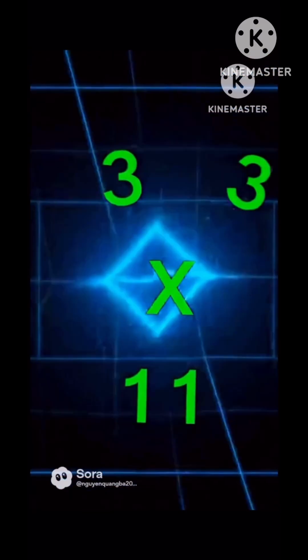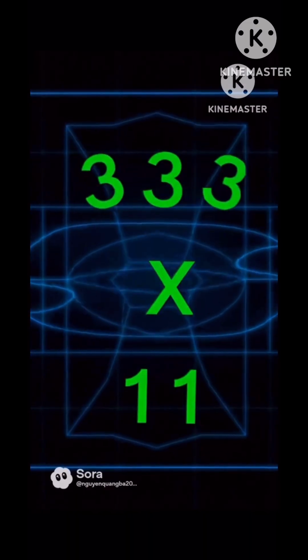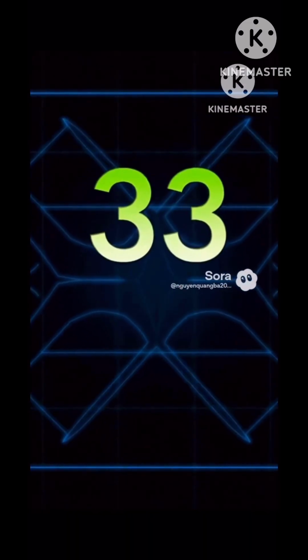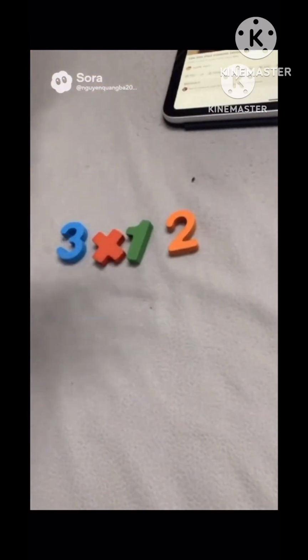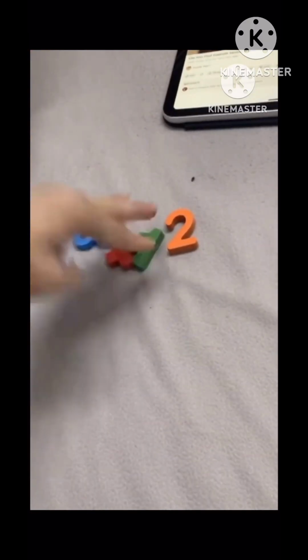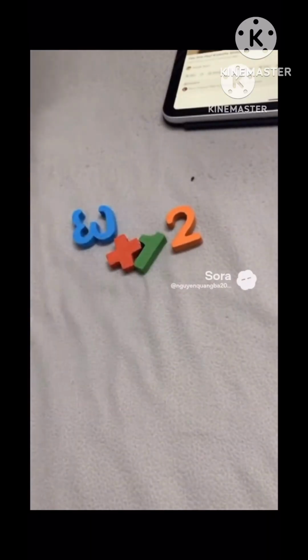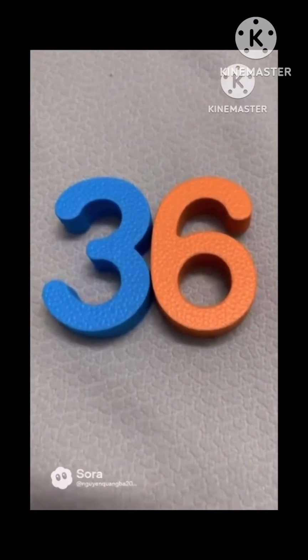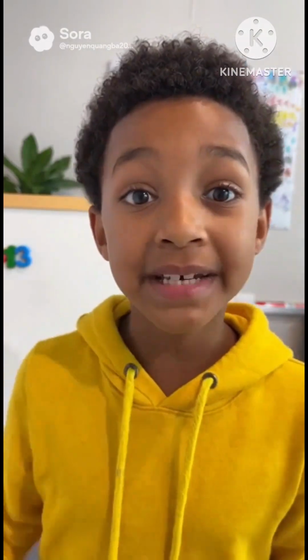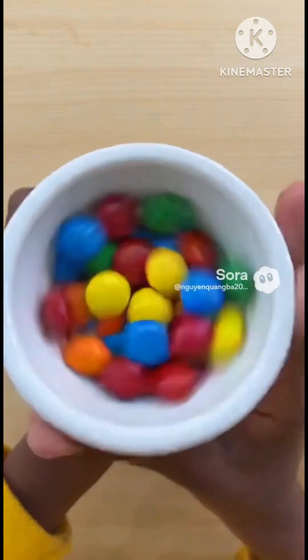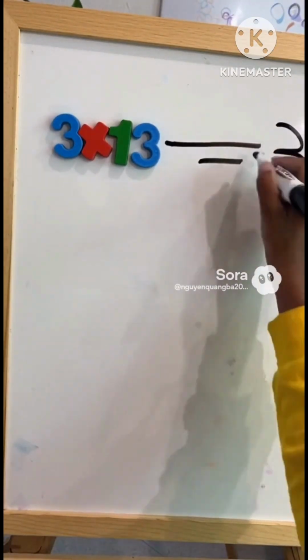3 times 11. Stack them up, multiply, and watch the magic happen. The answer shines bright: 33. 3 times 11 equals 33. Ready? 3 times 12. Let's throw 3 punches. 1, 2, 3. And just like that, the answer pops out: 36. Math knocked out. 3 times 13 means 3 groups of 13. Let's count them. All together, that's 39.